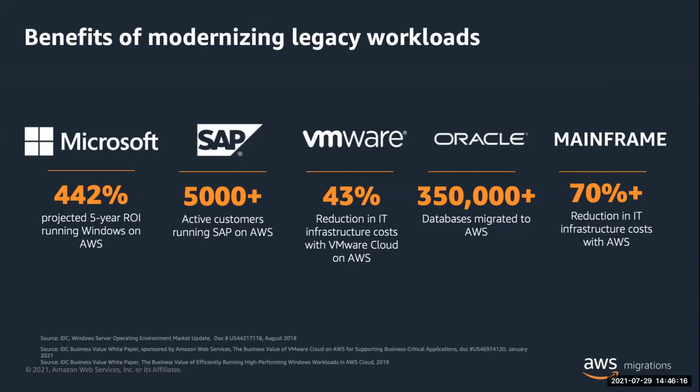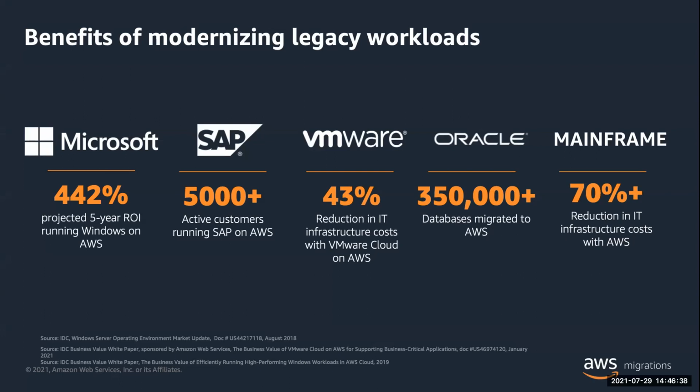SAP, we have more than 5,000 customers. VMware, we actually have an exclusive partnership that has helped hundreds of customers to reduce their infrastructure costs by almost 40%. Oracle, we have over 350,000 databases migrated to AWS. And with mainframe, the annual saving cost is over 70%. So those are the benefits of migrating to AWS.